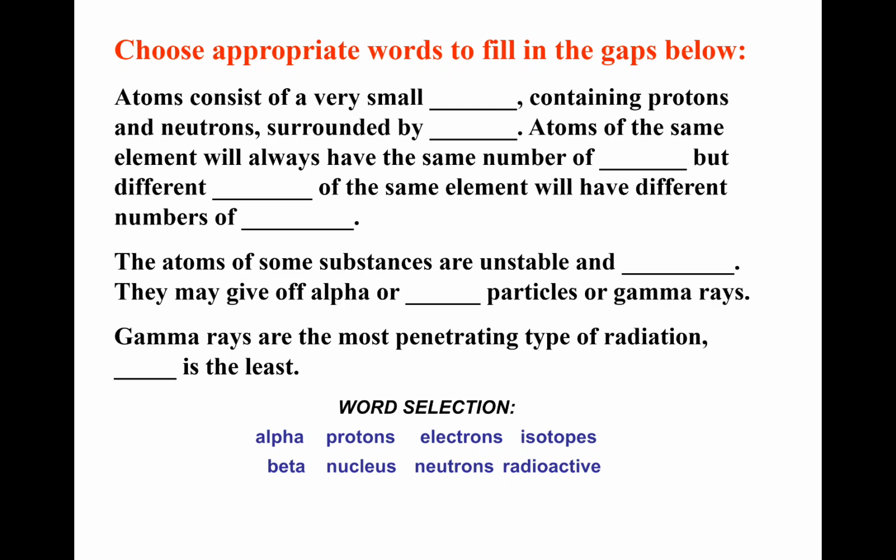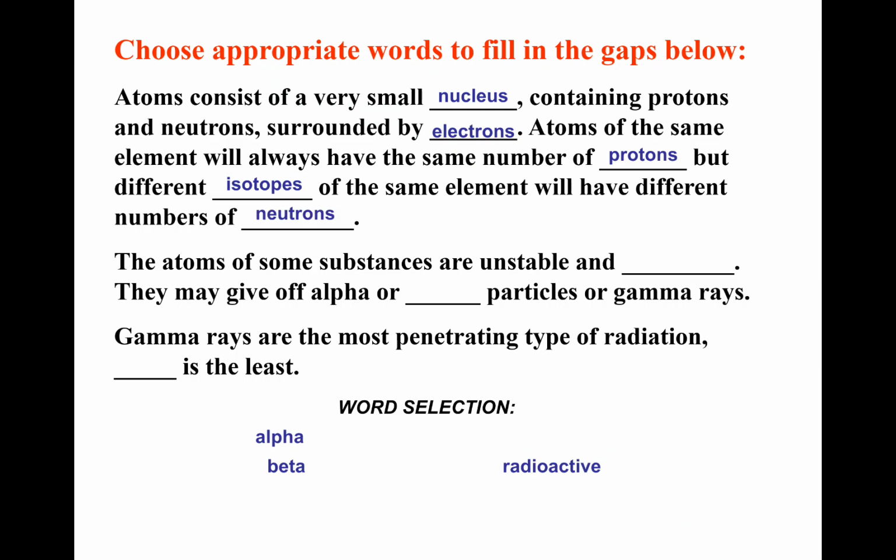So atoms consist of a very small nucleus containing protons and neutrons surrounded by electrons. Atoms of the same element will always have the same number of protons, but different isotopes of the same element will have different numbers of neutrons. The atoms of some substances are unstable and radioactive. They may give off alpha or beta particles or gamma rays. Gamma rays are the most penetrating type of radiation. Alpha is the least.